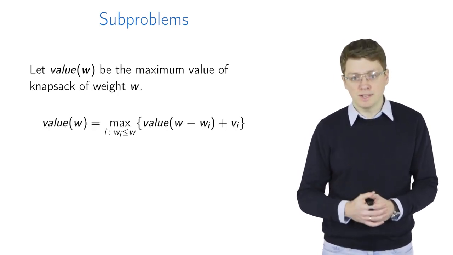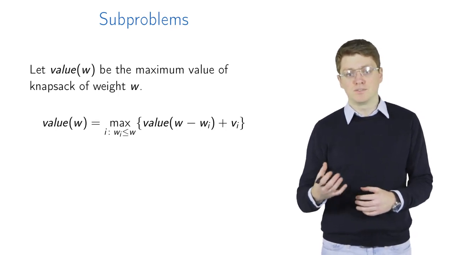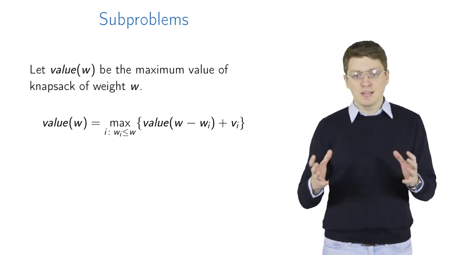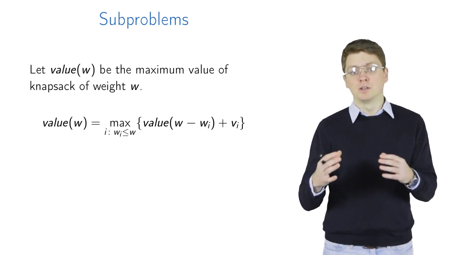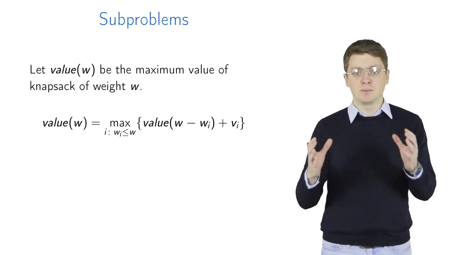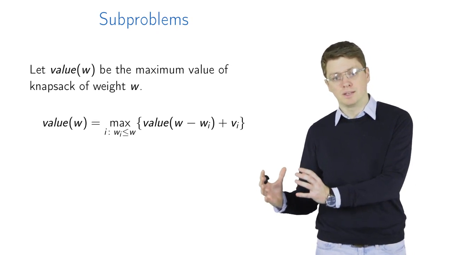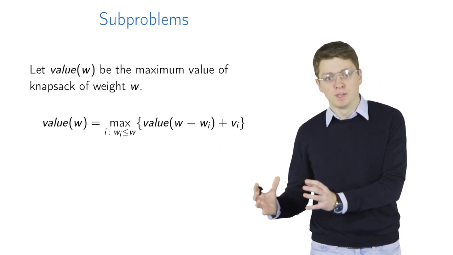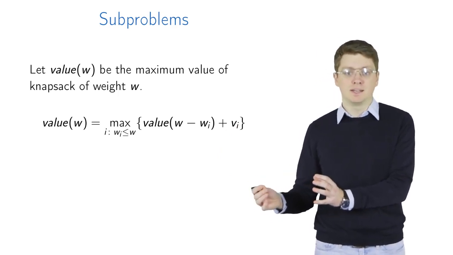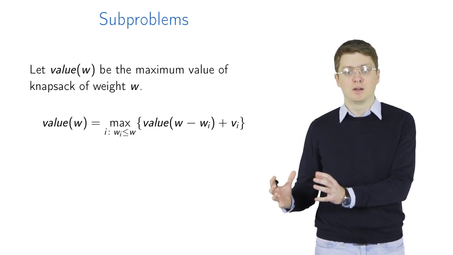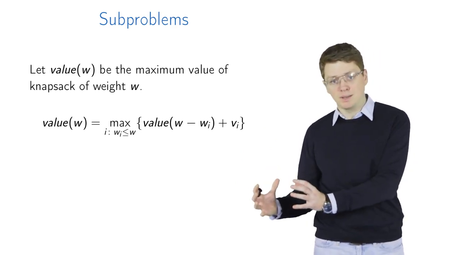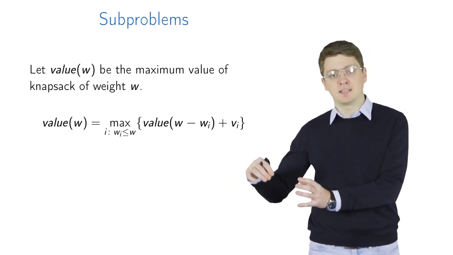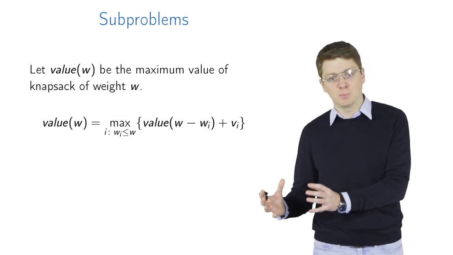This allows us to express value of W using the values for smaller weight knapsacks. Namely, to get an optimal solution for a knapsack of total weight W, we first take some smaller knapsack and an optimal solution for it and add an item i to it. So first of all, to be able to add an item i to it and get a knapsack of total weight W, we need this smaller knapsack to be of total weight at most W minus Wi. Also, when adding the ith item to it, we increase its value by Vi.